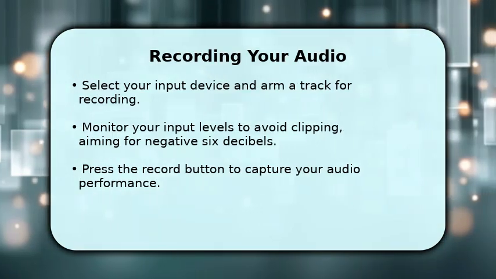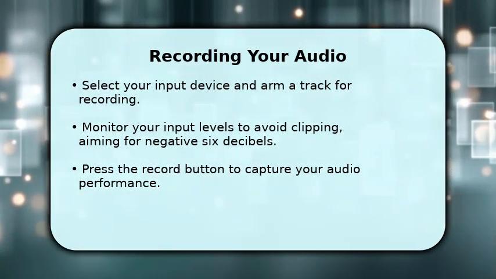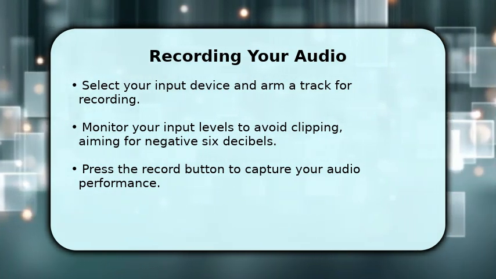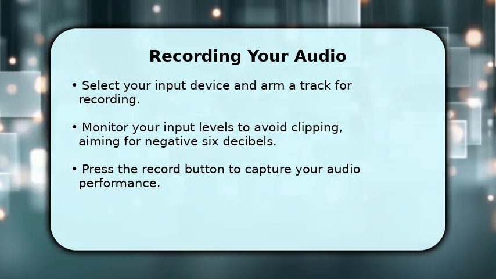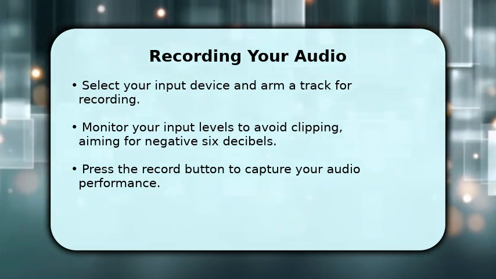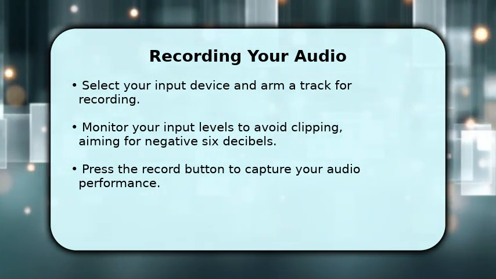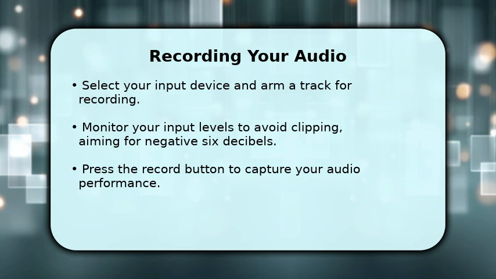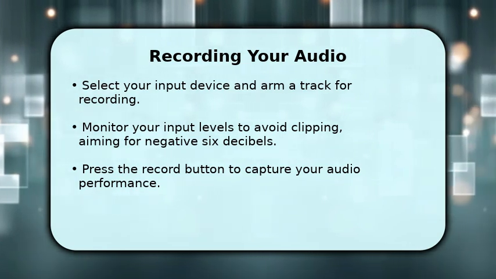Now, let's record some audio. In the multitrack editor, select your desired input device for a track. Click the R button to arm the track for recording. It's crucial to monitor your input levels, aiming for around -6 decibels on the meters to prevent distortion. Once ready, simply press the main record button at the bottom of the interface to begin capturing your sound.